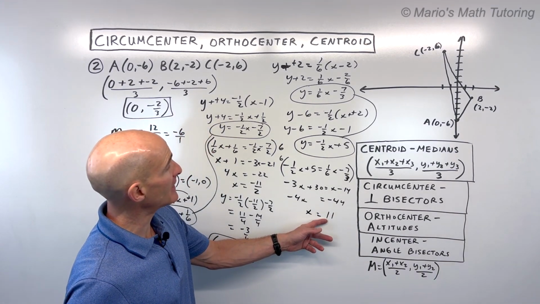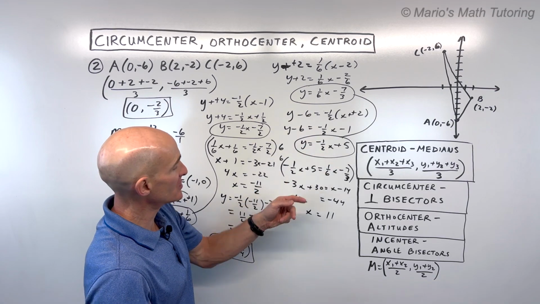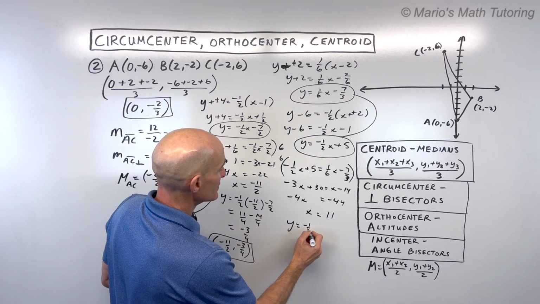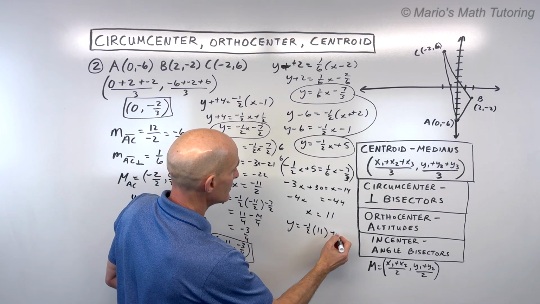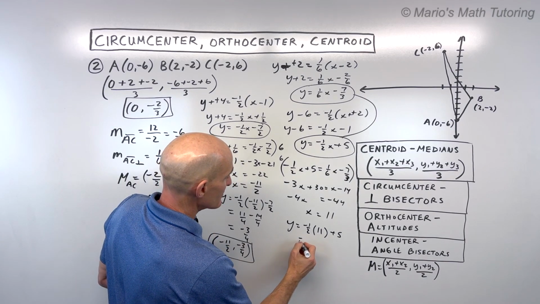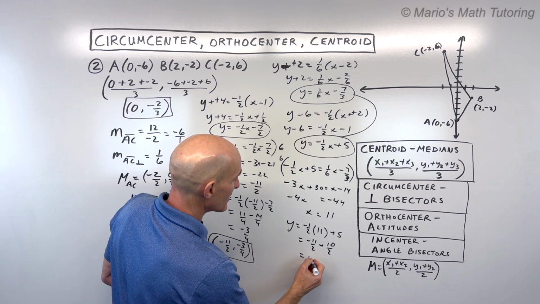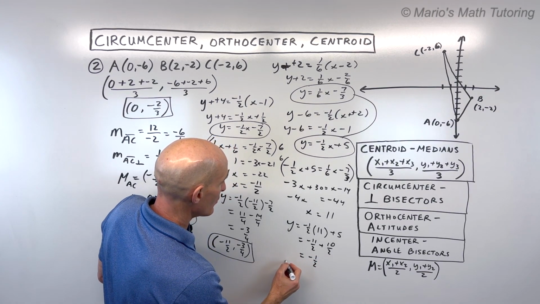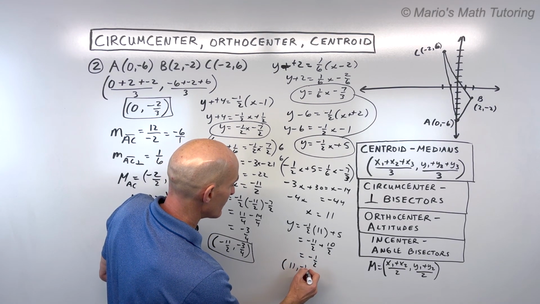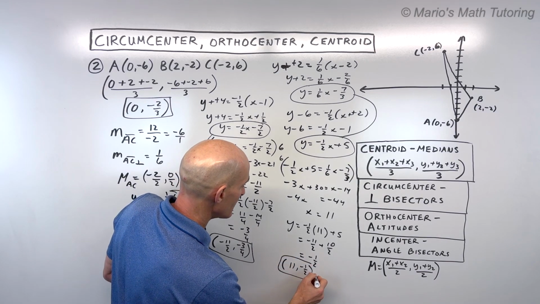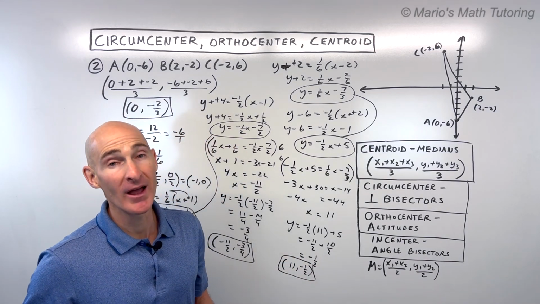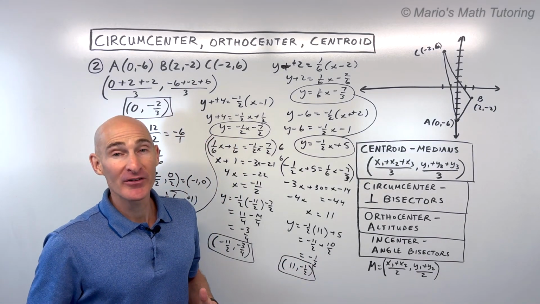We can put that back in to either equation. I'll just do this one. So we get y equals negative 1/2 times 11 plus 5. So that comes out to negative 11 halves plus 5 is 10 halves. That comes out to negative 1/2. Okay, so we've got it. It's going to be 11 comma negative 1/2 is the point of our orthocenter. So great job if you're able to follow these two examples.